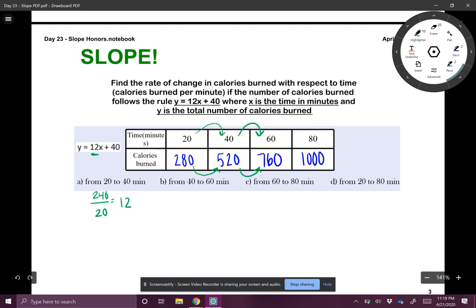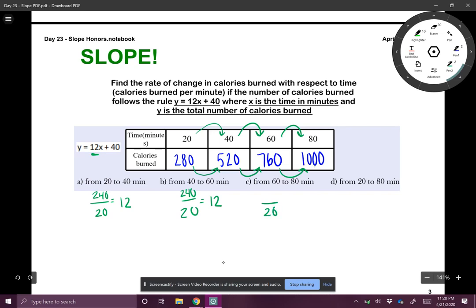So our change in x from 40 to 60 is going to be 20. And then our change in y is going to be, again, 240. 240 divided by 20 gives us 12. Again, what it should have been, since our slope is a 12 and we know linear functions have a constant slope.